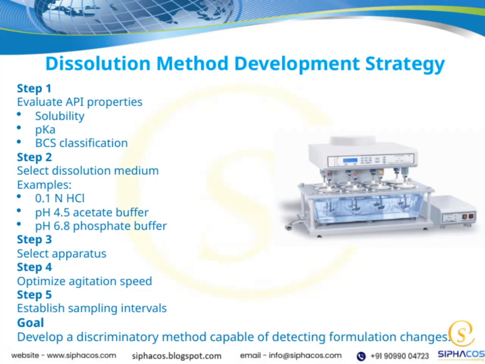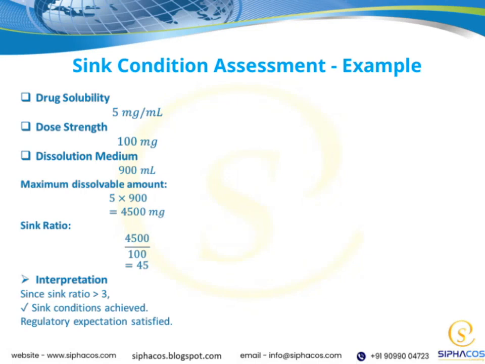When developing a dissolution method, we start by evaluating the API's key properties, things like solubility, pKa, and its biopharmaceutics classification system category. Next, we select the right dissolution medium, choosing from options like 0.1N hydrochloric acid or buffers at pH 4.5 and 6.8. Then, we pick the appropriate apparatus and fine-tune the agitation speed. Finally, we set the sampling intervals, the ultimate goal: to create a method that's sensitive enough to detect any changes in the formulation. Now, let's look at an example of sink condition assessment.